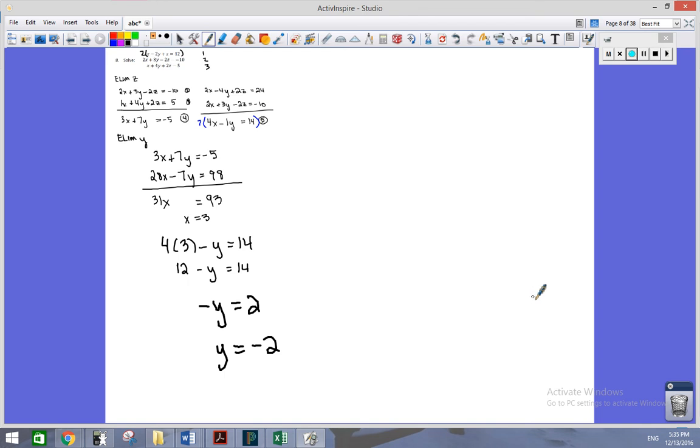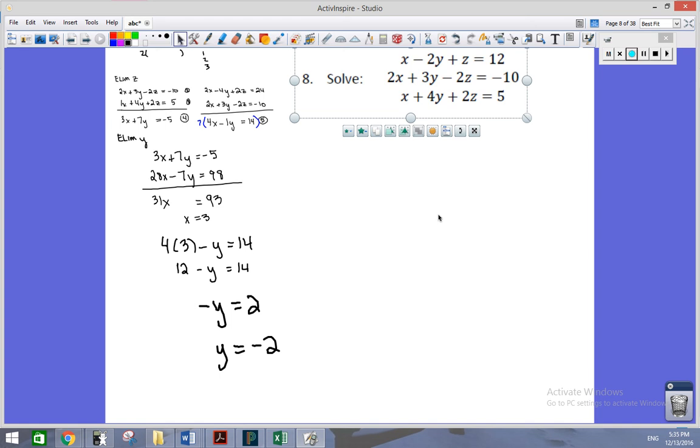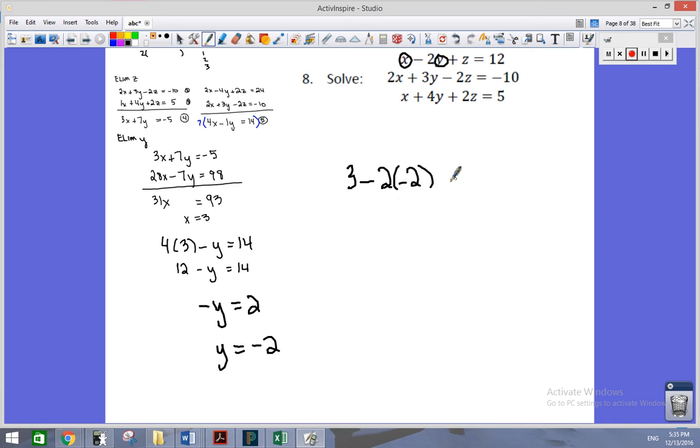So now I have 2 of the 3. I need to know what z is. I need to return back to the original equations and pick either equation 1, equation 2, or equation 3. Since I'm solving for z and that's just a 1z, I'm going to pick equation 1. I know what x is, however. I know that x is 3, so right here, for that x, I'm going to replace it with 3. For that y right there, I'm going to replace that with negative 2.